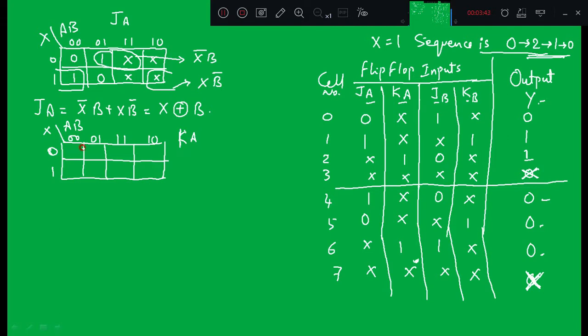Let me write for KA. For KB I will directly write KA. For 0 it is don't care, 1 don't care, 2 is 1, 3 don't care, 4 don't care, 5 don't care, 6 is 1 and 7 don't care, right? So these two ones can be combined with these 6 don't cares, and we can write the final expression where KA is equal to 1.